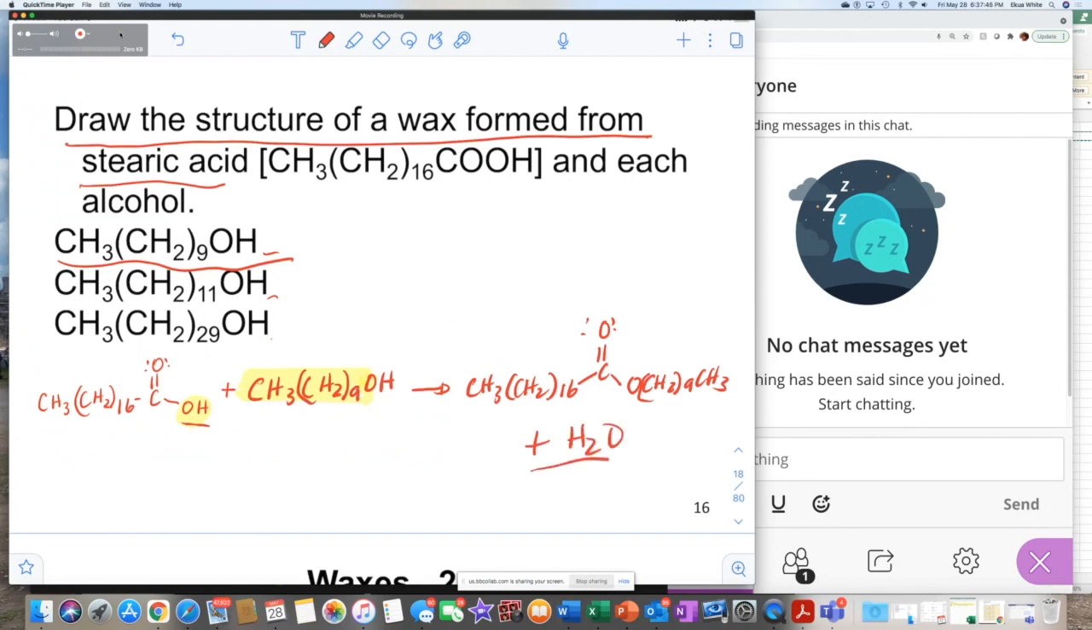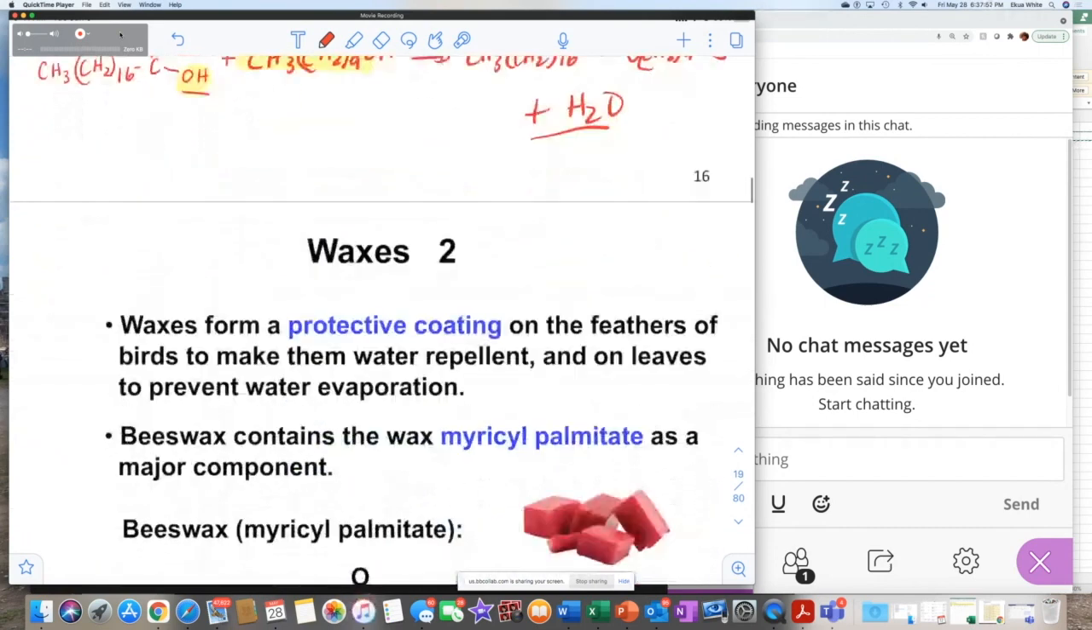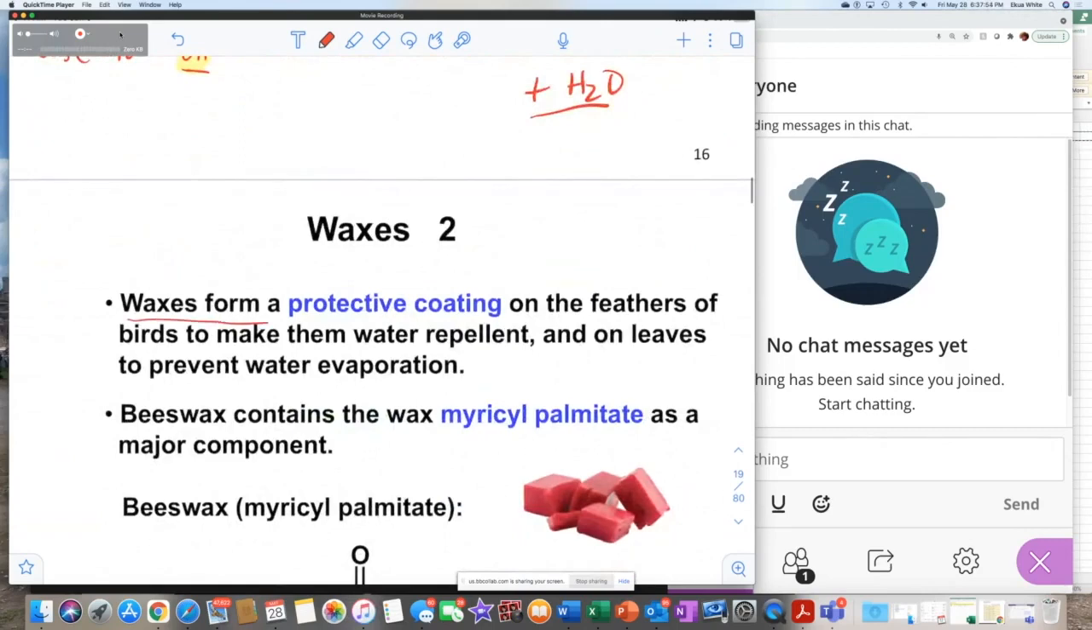Okay. So this right here is your wax. The wax is the ester that's made. So we're told here waxes form a protective coating. Before, people were artificially putting it on fruits to make them look so pretty and picture perfect.